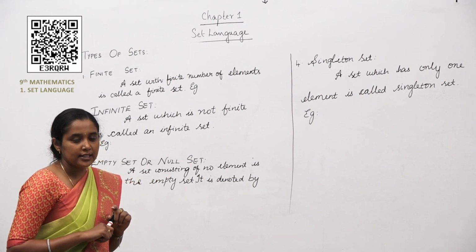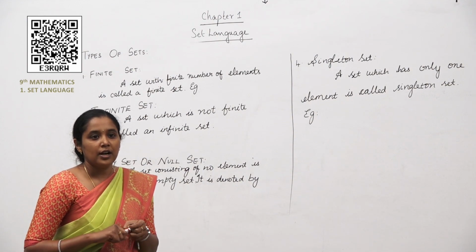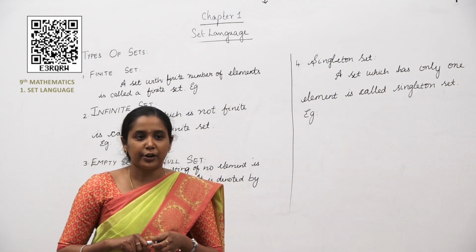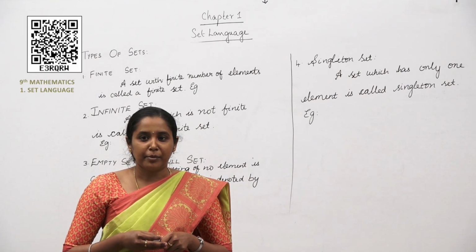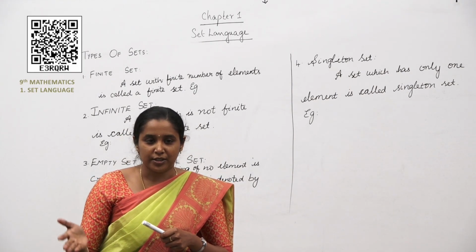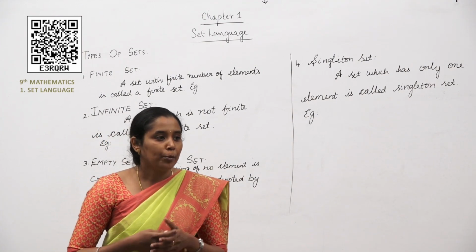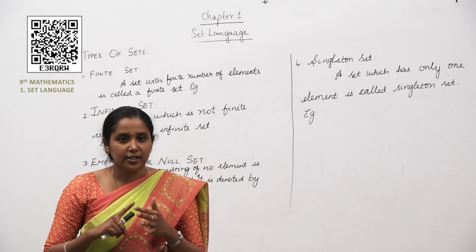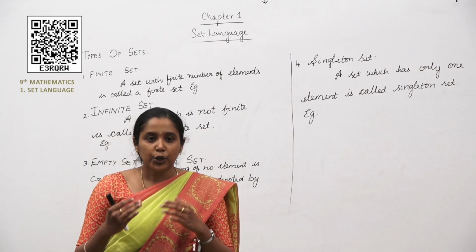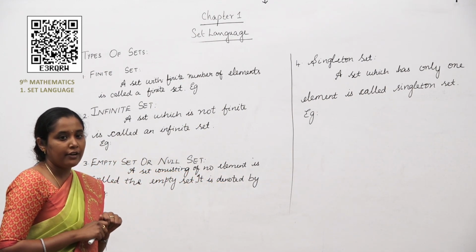In types of sets, the first one is finite set. Now, what is meant by a finite set? For example, Rani, get up. How many members are there in your family? 5. Very good, sit down. Next, Ramu, get up. How many days are there in a week? 7. Sunday, Monday, Tuesday, Wednesday, Thursday, Friday, Saturday. So you can count the number of elements in a set. It is called a finite set.